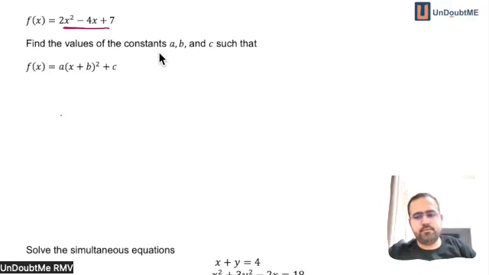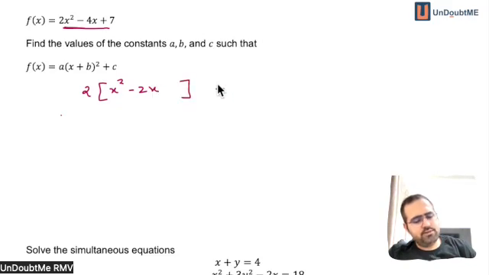So would you write 2 bracket x plus 2 bracket square plus 7? Okay, I will definitely take 2 outside: x square minus 2x bracket closed, and 7 will be outside. But this is x square minus 2x. This is not a perfect square. So we need to make it a perfect square. So for that, what do we do?